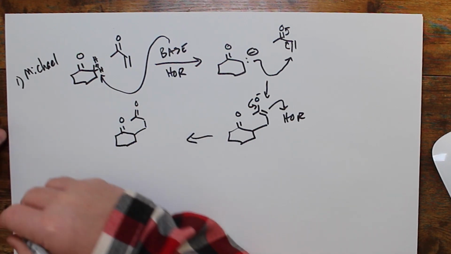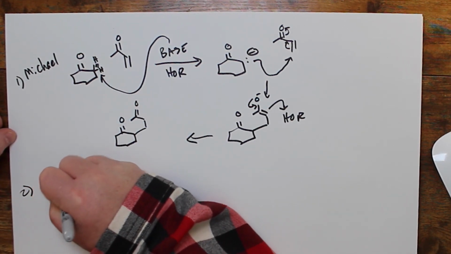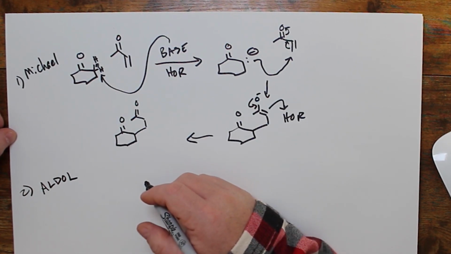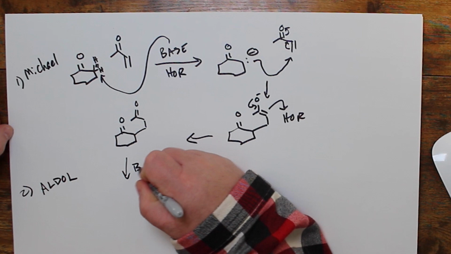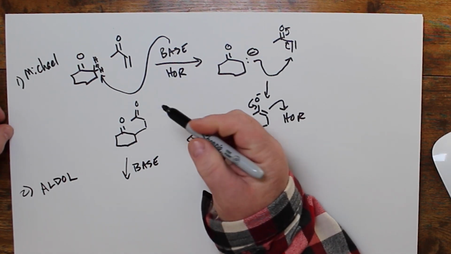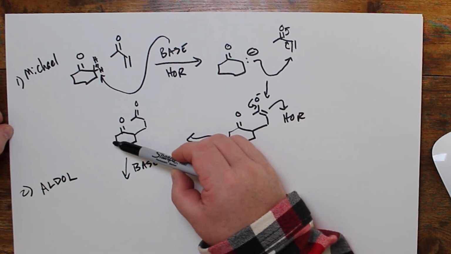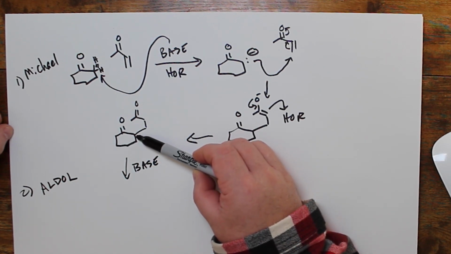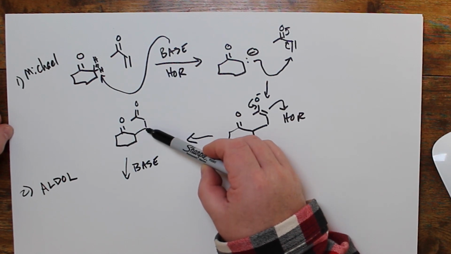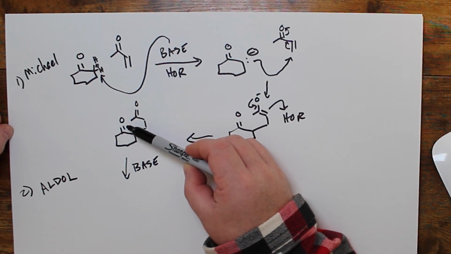The second step of the Robinson annulation is to do an Aldol condensation in order to make a ring. And now, if I add more base, where are the hydrogens that I can pull off? Where are their alpha carbon hydrogens? Well, there are some here, next to a carbonyl. There's one here next door to the carbonyl. No, not here. I guess there's some here, and there's some here on this methyl.